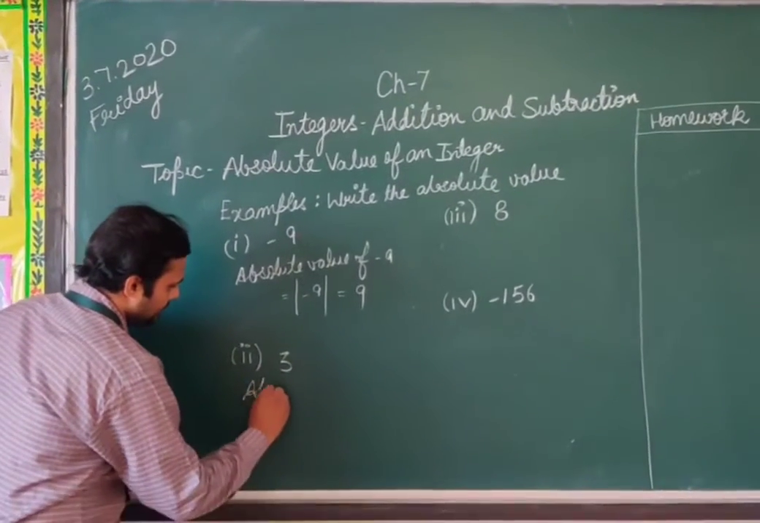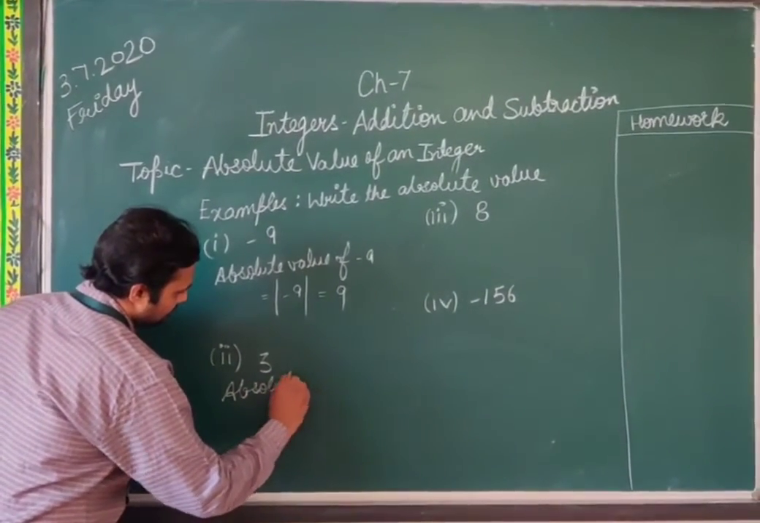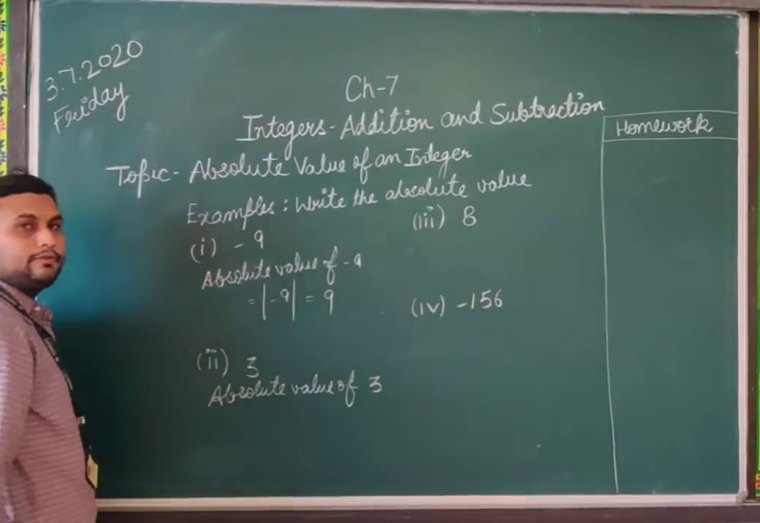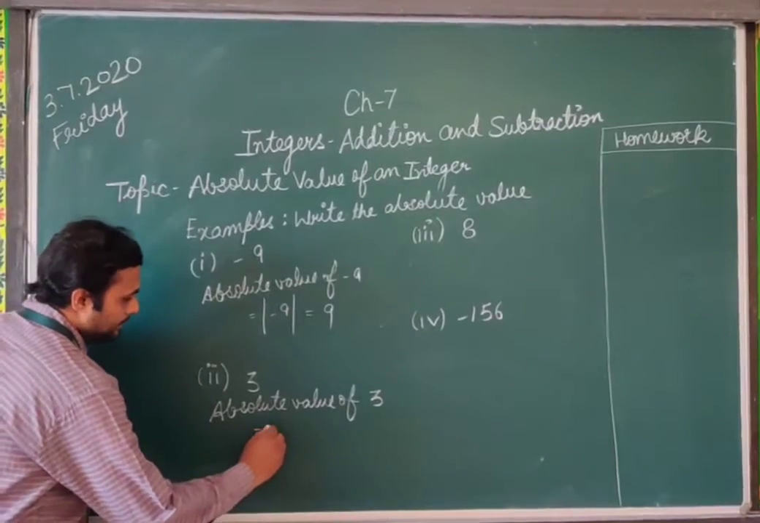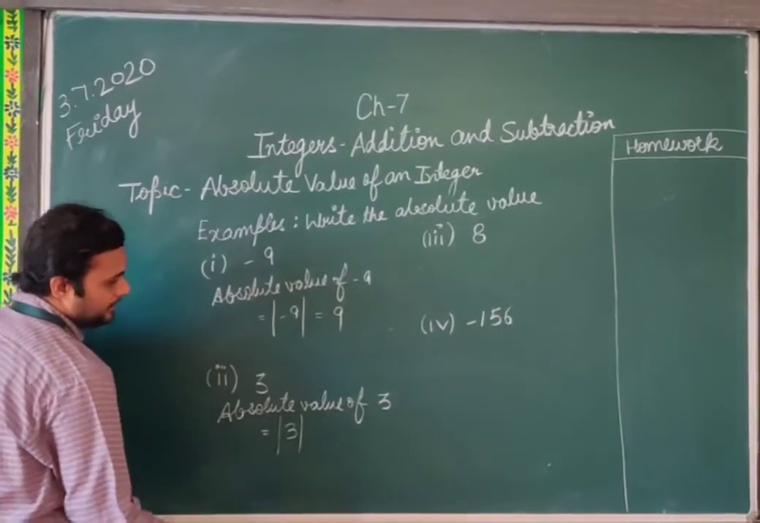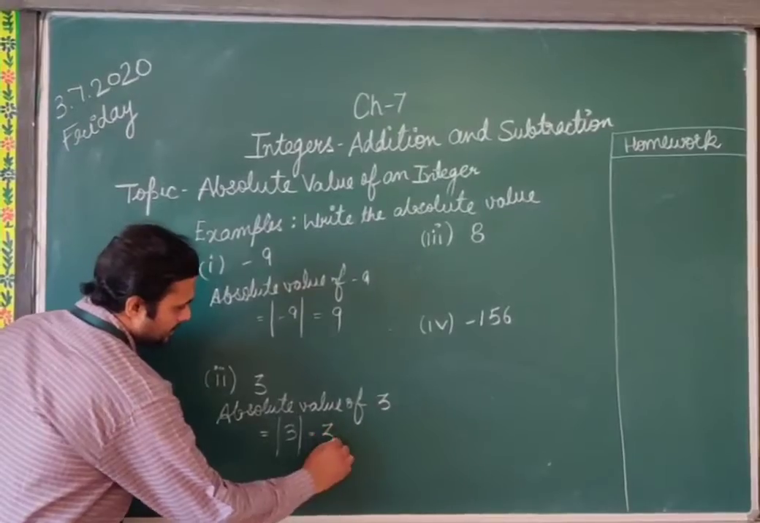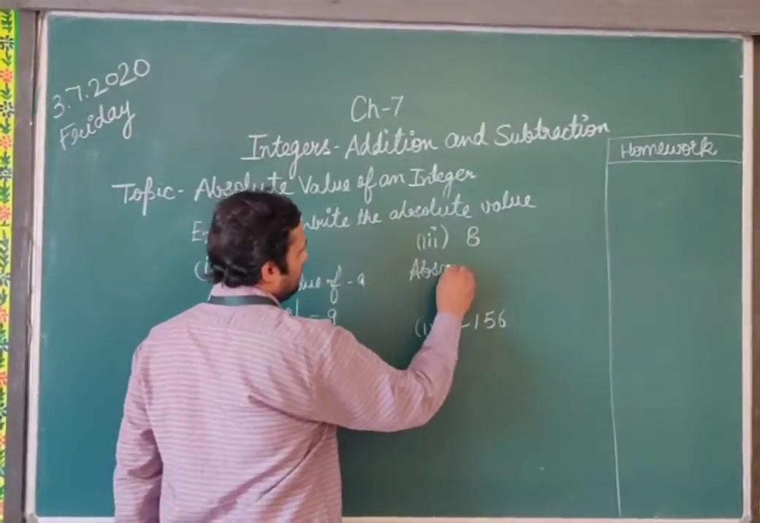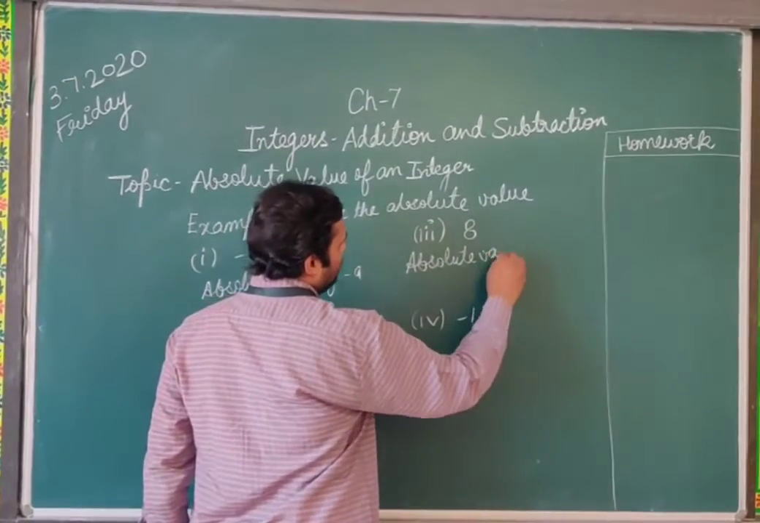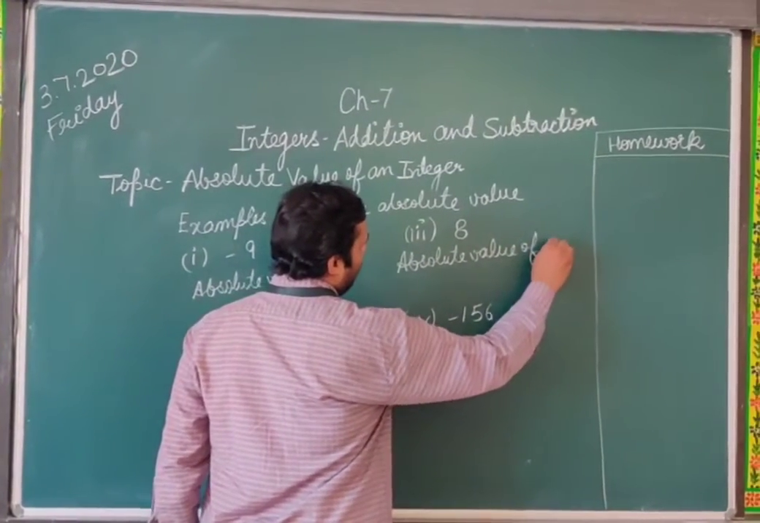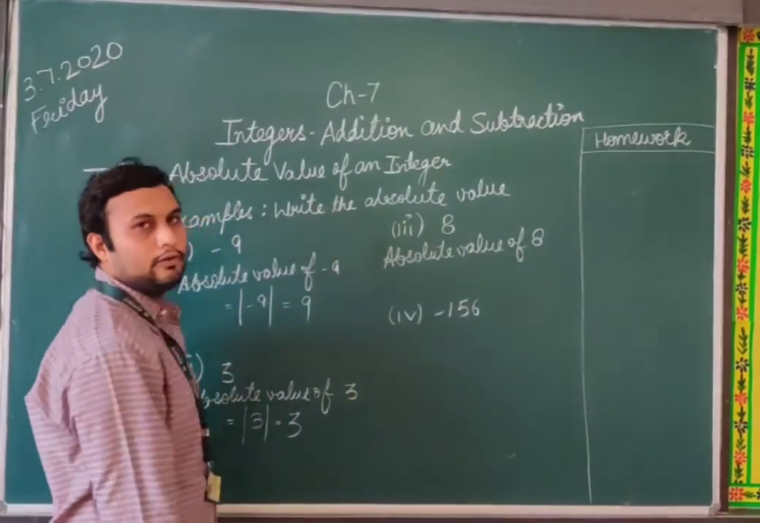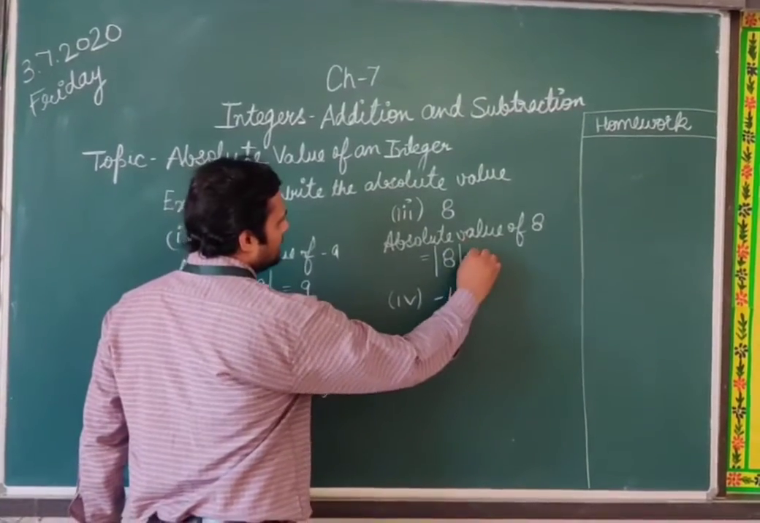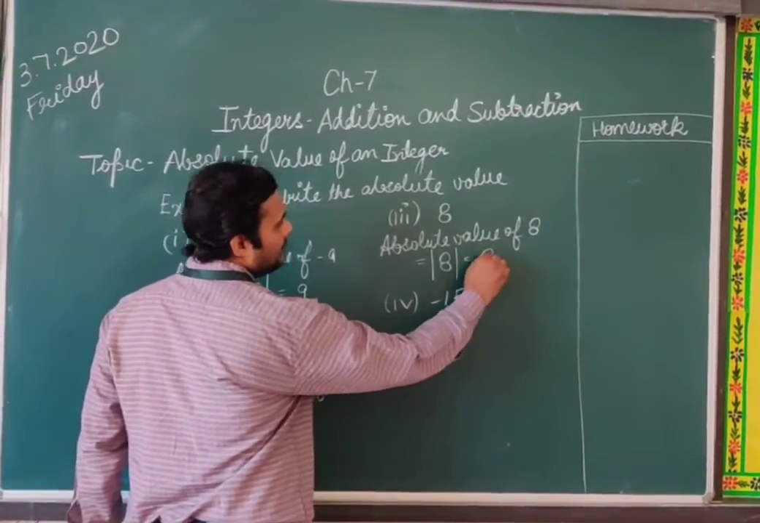Absolute value of 3. What is the absolute value of 3? Doing the same process between these two lines, the answer will be 3. Absolute value of 8. What will be the absolute value of 8? Doing the same procedure like this, the answer will be 8.